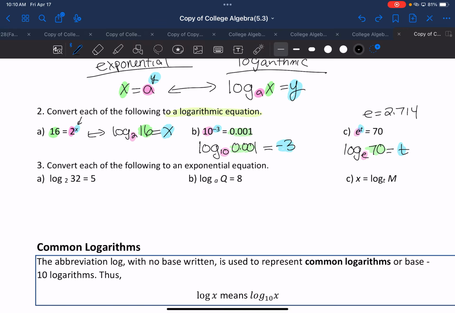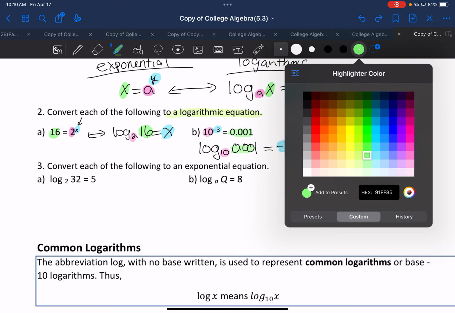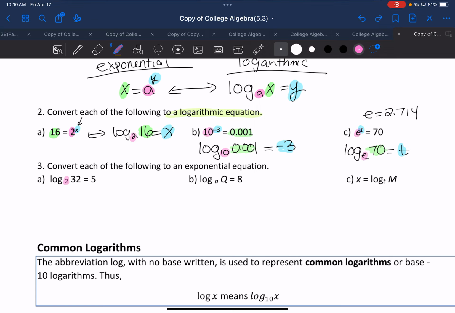So now 3, which we've already kind of done some of these, is going from logarithmic to exponential. I think these are a little bit easier. For these, you're going to start with your base, which is, in this case, 2. And then you go down and up. This gets raised to the exponent of 5, and then it is equal to 32. And that's a true statement, so that's how you know you did it right.